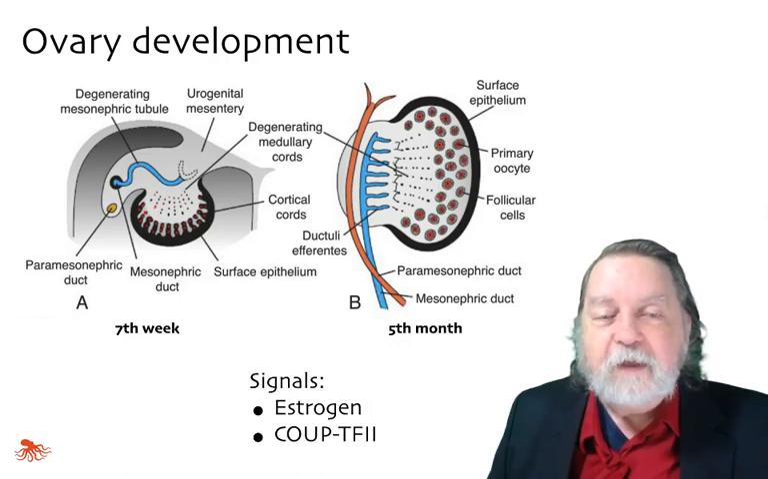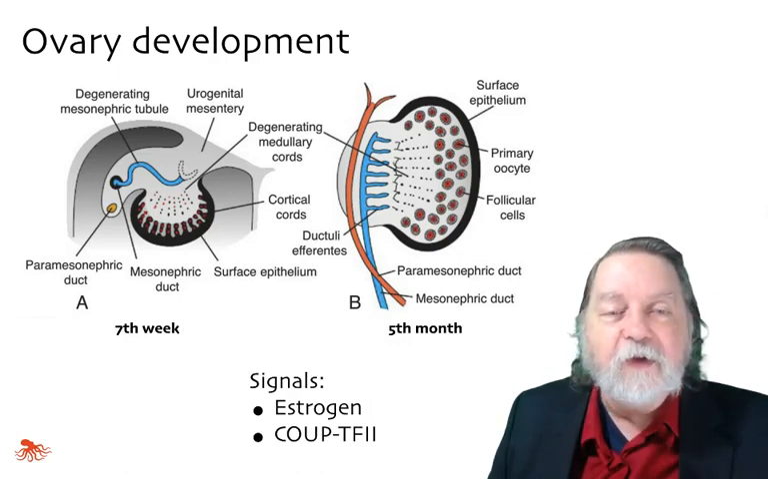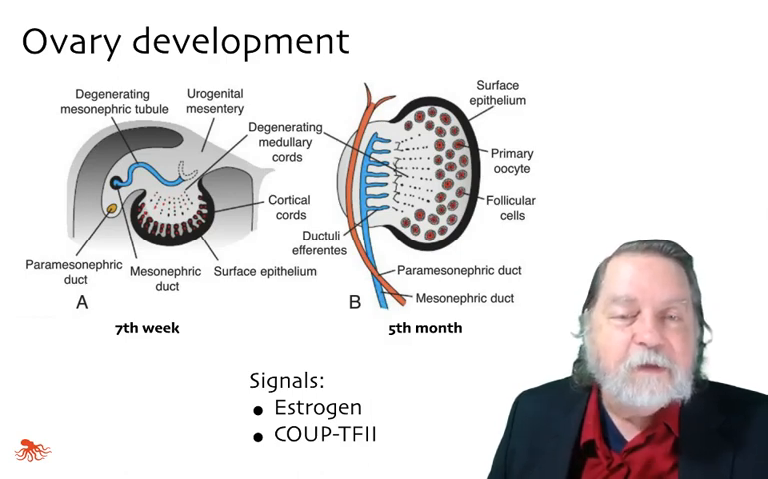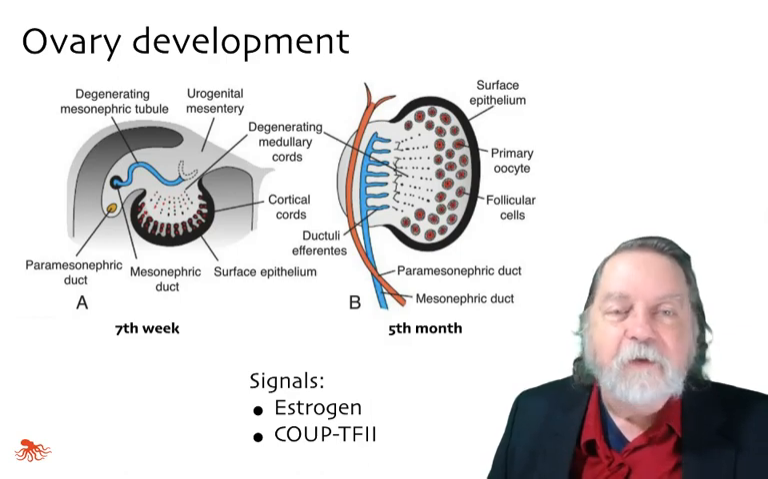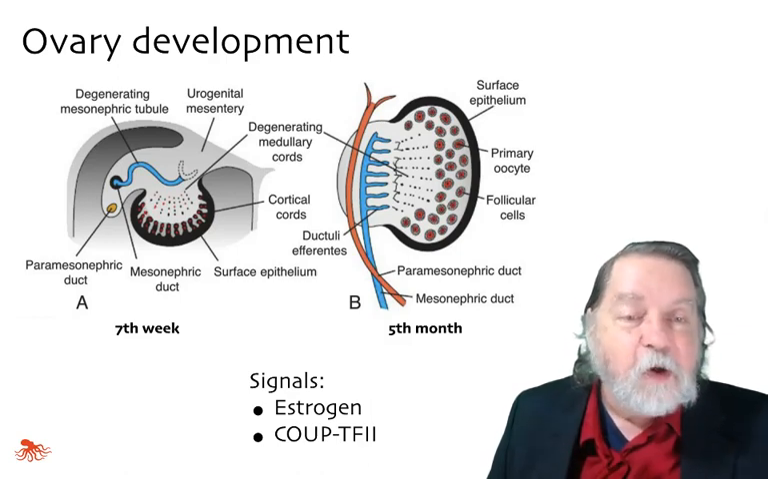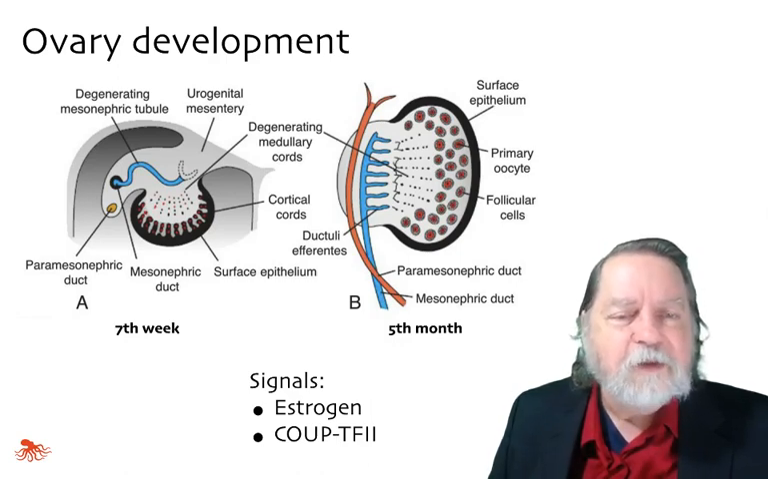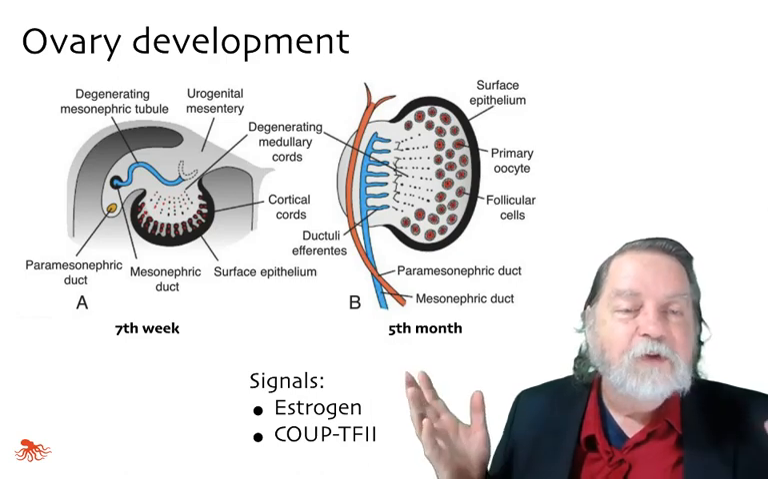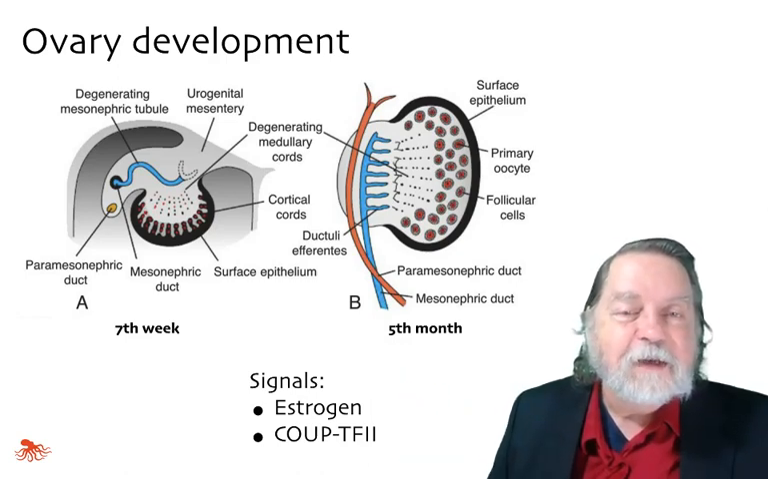This is different from what the testis does. Remember, the testis is also making gametes, but it's dumping them into that blue mesonephric duct to head on out. The ovary is dumping them out into the surface, and that sort of makes sense because oocytes are big and they probably would not go neatly through these efferent ducts. So what will happen is those efferent ducts and the mesonephric duct will be useless, and they'll eventually degenerate and go away as well.